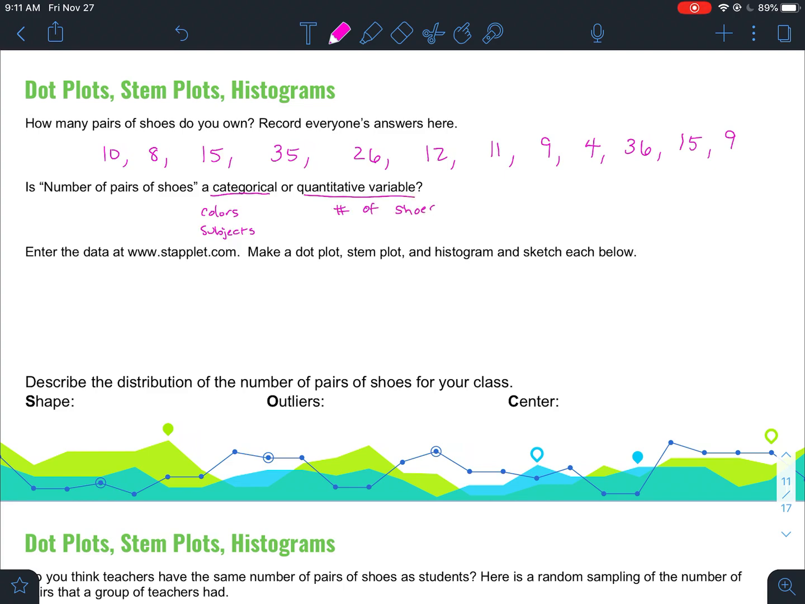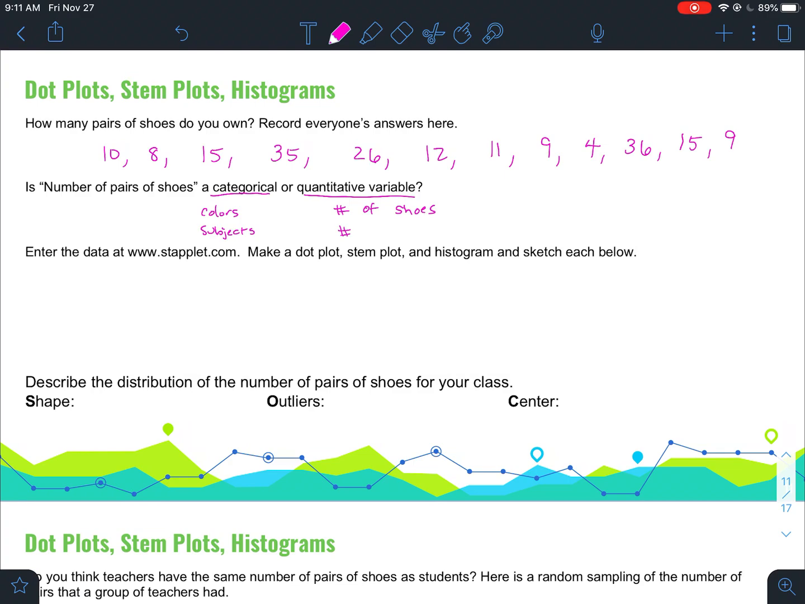So like the number of pairs of shoes that you have would be quantitative, or the number of anything that you can count is quantitative. So like pairs of shoes would be quantitative. Categorical would be like your favorite color. You can't count that. It's just your favorite color is blue.